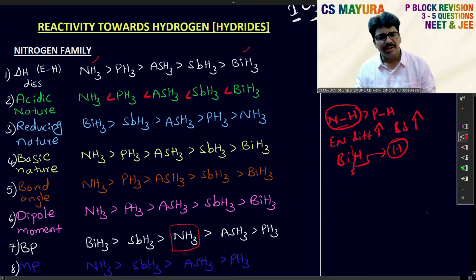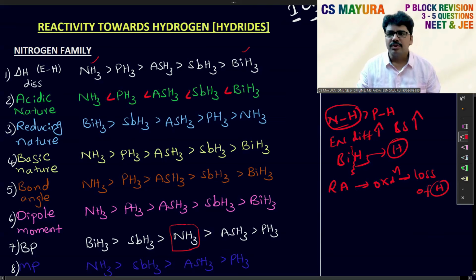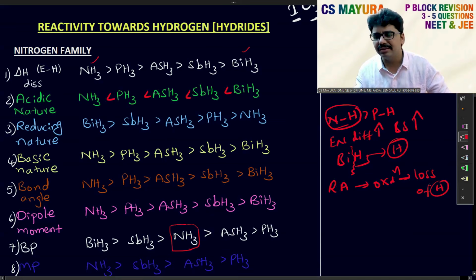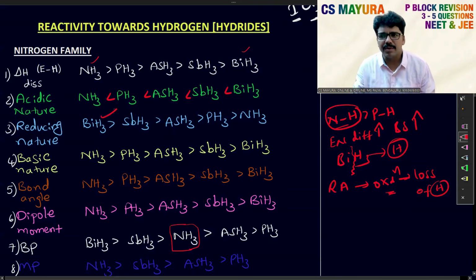And reducing nature. Reducing nature means what? A reducing agent is one which undergoes oxidation. One definition of oxidation is loss of hydrogen atoms. So the hydride which has less bond dissociation enthalpy easily loses hydrogen and easily undergoes oxidation. It acts as a better reducing agent. So bismuthine is a good reducing agent compared to the others.